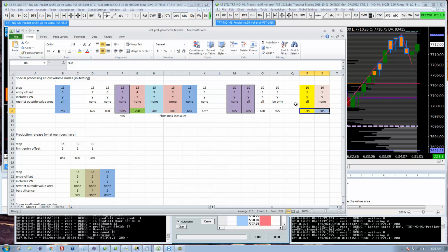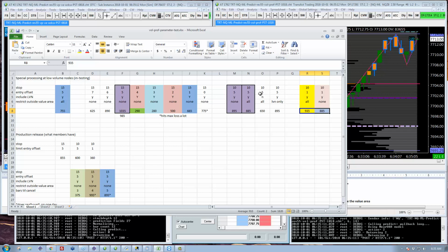So then, I changed the limit entry offset to 5 and tried different cases. Take out the low volume nodes and the number's dramatically less. Okay, this is kind of the key thing. Leave the low volume nodes in because of this column here. Okay.